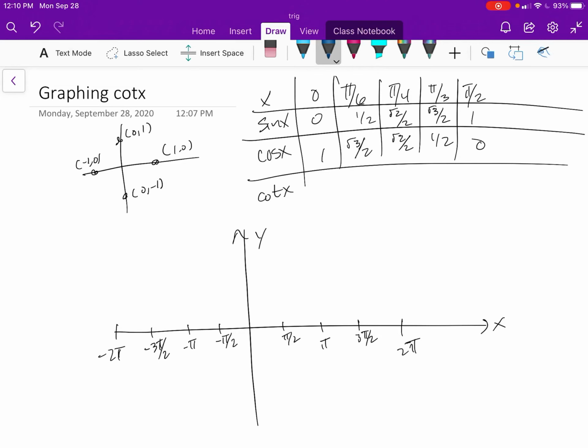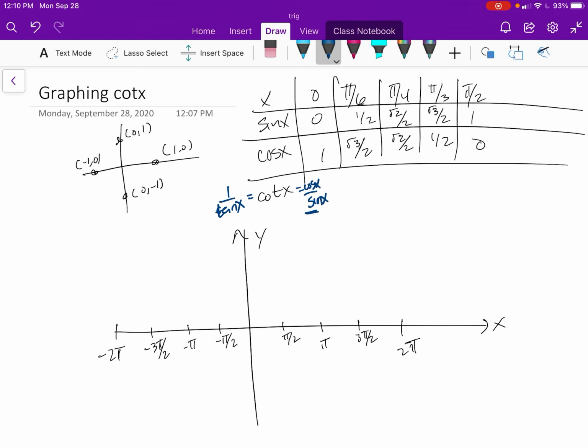Okay, let's take a look at the graph of cotangent, which remember is equivalent to 1 over tangent. So it's a reciprocal of tangent, and tangent is sine over cosine. We could think of cotangent as cosine over sine, right? It's the reciprocal. I kind of like this because both of the graphs, tangent and cotangent, are kind of weird, but let's take a look at it.